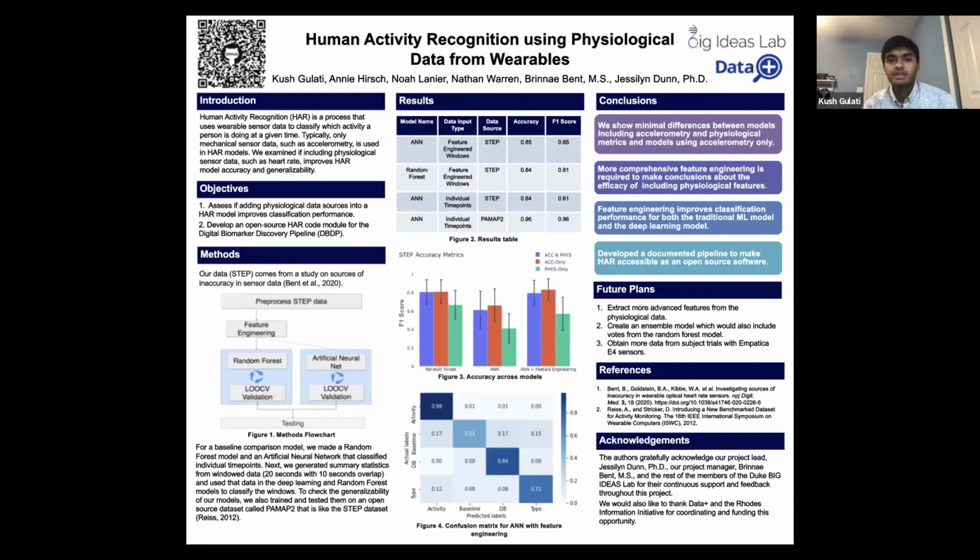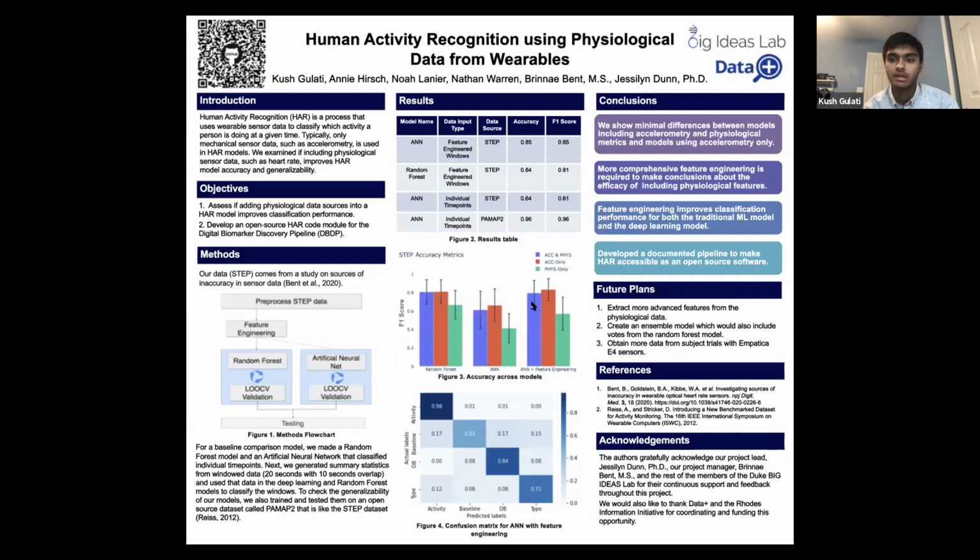So let's take a look at our results. We can see that feature engineering is definitely helpful in our models, corresponding with an increase in accuracy, as you can see in figure 2. Both our ANN and random forest models exhibit a higher accuracy with the engineered features, which is promising. If we move to the next figure, it is apparent that there is an inconclusive information gain between the accelerometer only trial and using both accelerometer and physiological data.